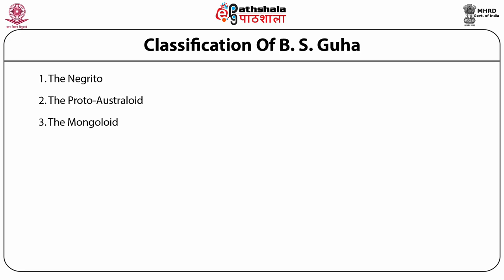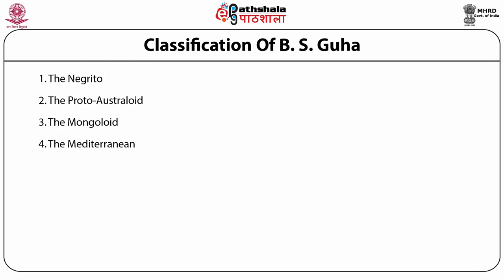Next is the Mongoloid. The Mongoloids are distinguished by scanty growth of hair on body and face, obliquely set eyes showing epicanthic fold, flat face with prominent cheekbone and straight hair. The Mongoloid people entered India probably through the northeastern route in successive waves of migration. The Mongoloid comprises two types, namely the Paleo-Mongoloid and the Tibeto-Mongoloid. The Paleo-Mongoloids have again been subdivided into long-headed type and broad-headed type.